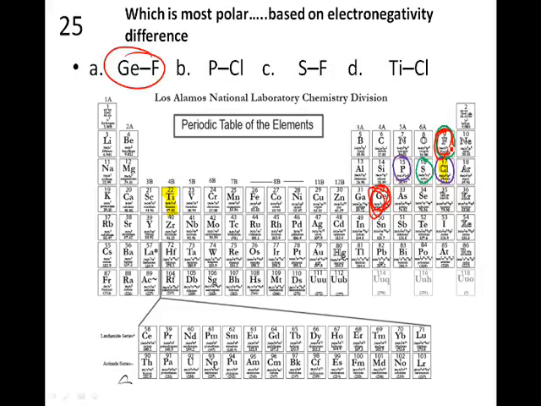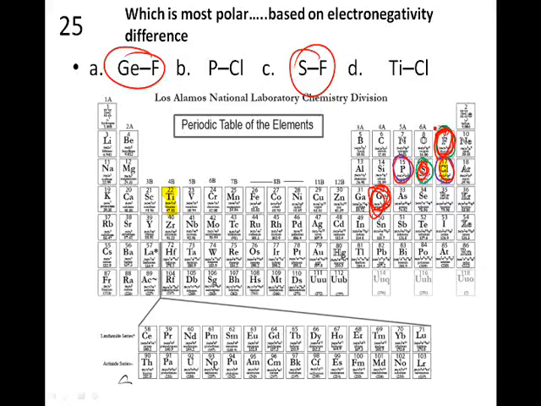Phosphorus and chlorine is B. So here's phosphorus and here's chlorine, and so the others must have been closer together. The other, let's see, this is 25B. The other one was sulfur and chlorine. The other thing to look at was sulfur and chlorine. So the phosphorus and chlorine are further apart, so they will be the most polar because they will have the greater electronegativity difference. C was sulfur and fluorine.